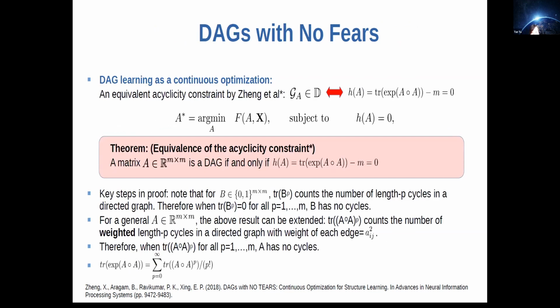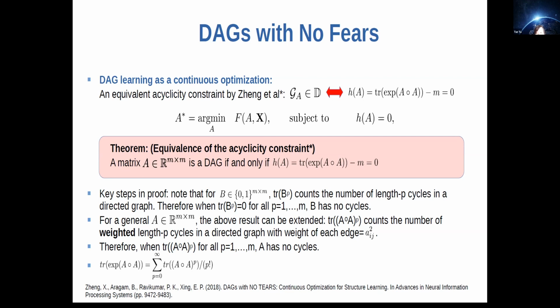So before we jump into the methods and also the problems of NOTEARS, because that will be related to our method, maybe let's briefly see what the key steps in the proof for NOTEARS are. The idea behind this proof is also quite simple. They start from a graph, a matrix with the elements zeros and ones. So 0 means there's no edge, and 1 means there's an edge between node i and node j.